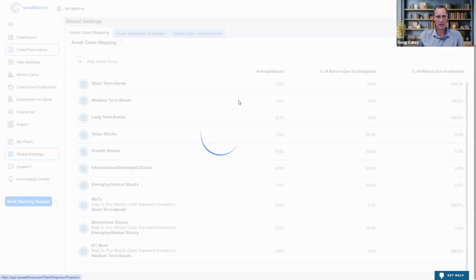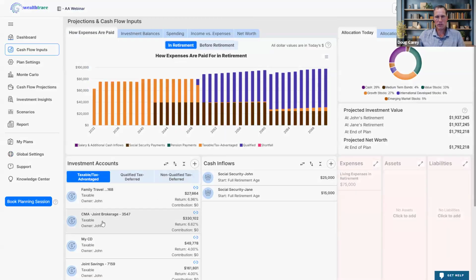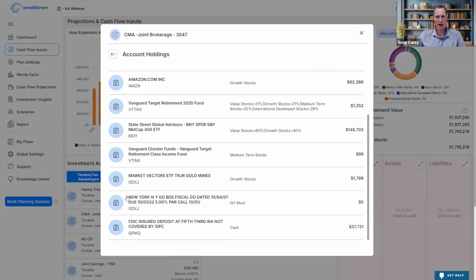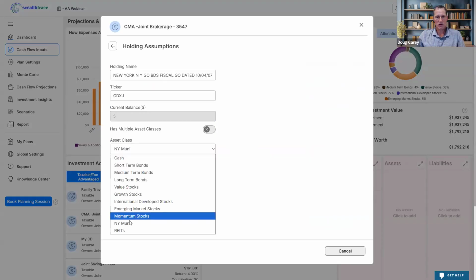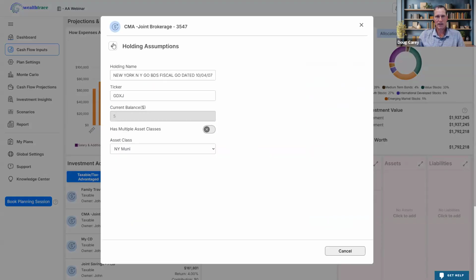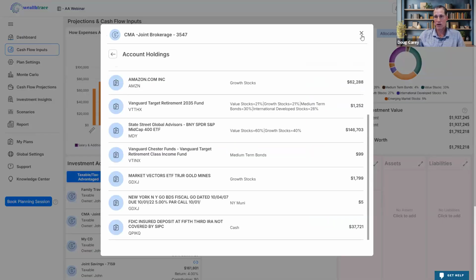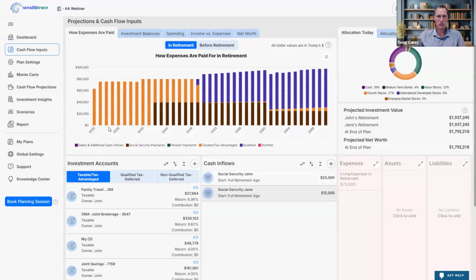So watch this. Let me go back to it. And in this brokerage account, there's a holding for a New York municipal bond. There it is. And guess what? I assigned here the New York Muni asset class that I created. So very detailed. You can be as detailed as you want. And not only does it show up in the asset allocation, but it's now used for projections.